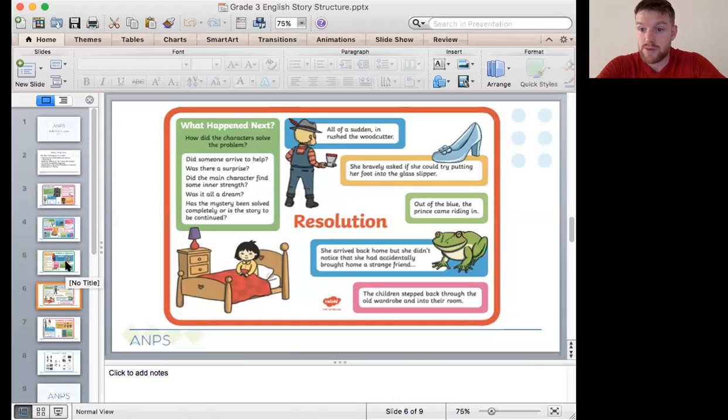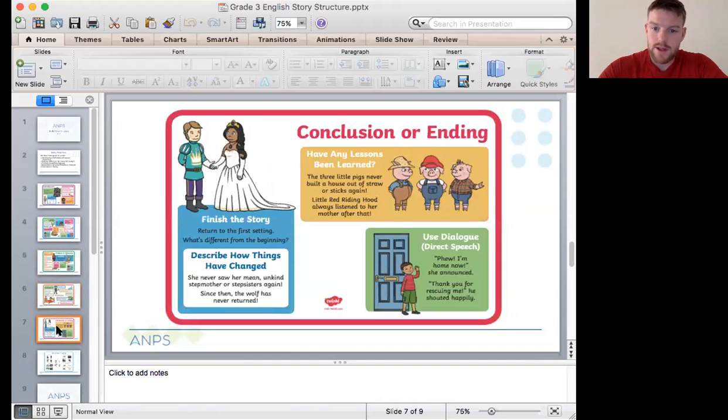Resolution. So the problem is resolved. How is the problem resolved? And finally, the conclusion or the ending. Finish the story. Return to the first setting. What's different from the beginning? How have things changed? Have any lessons been learned from the story?